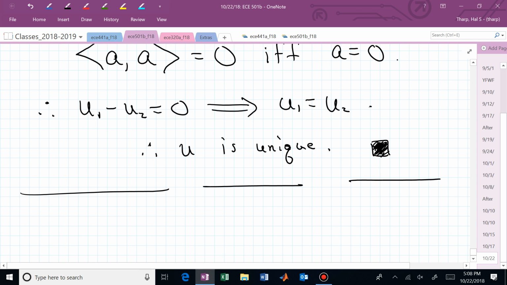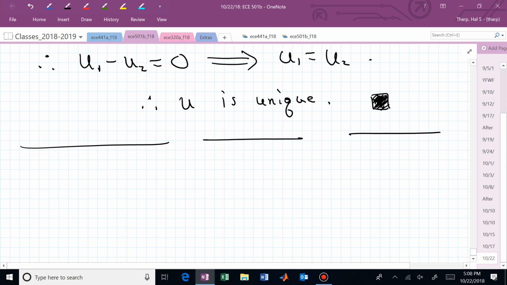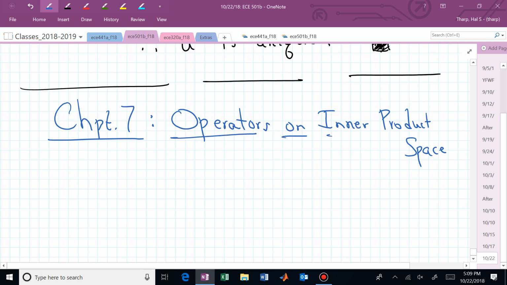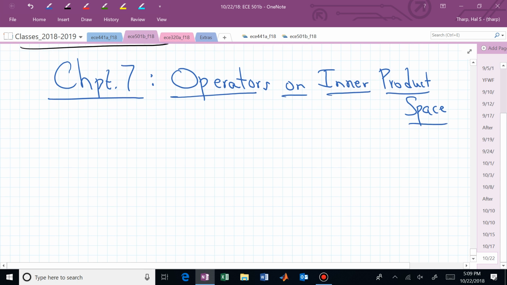Exam number 2. That's the material up to this point. Okay? So now we have a little bit of time, and I know you're just chomping at the bit to keep going through the book. So we'll start a little bit on chapter 7, which is dealing with operators on an inner product space. Which means that we are going to be using what we've learned so far, so it's good review when we have to use some of this material.